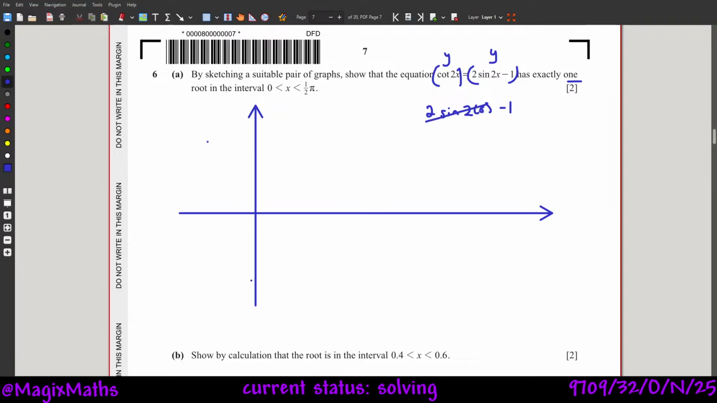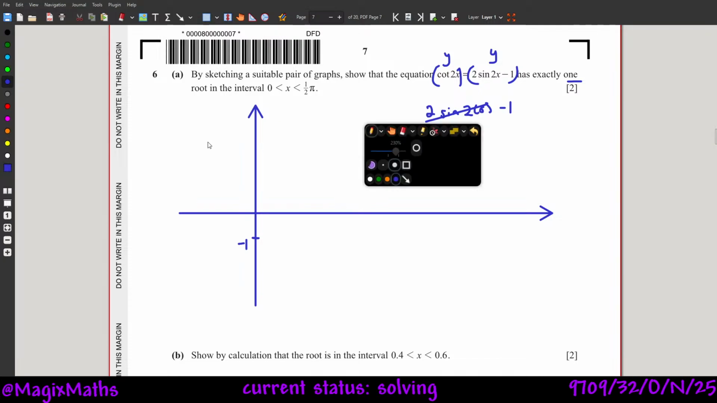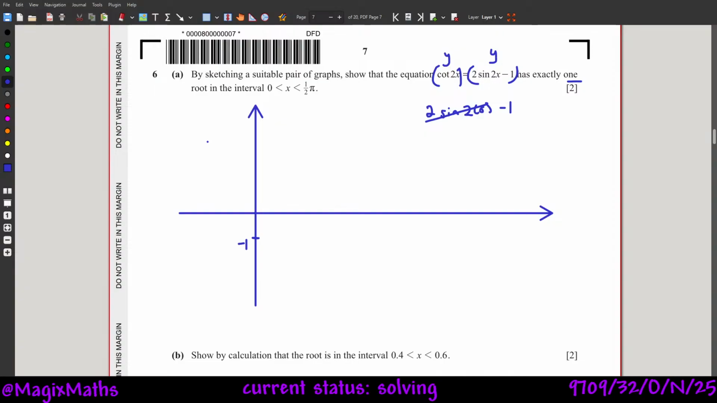So we will start at negative 1. Let me put negative 1 here. And then it'll follow a sine graph. Looking at here, our amplitude is 2. So the maximum should be 1, minimum should be negative 3. It'll look something like this. But before we finish drawing, let's see what point 2x is actually.